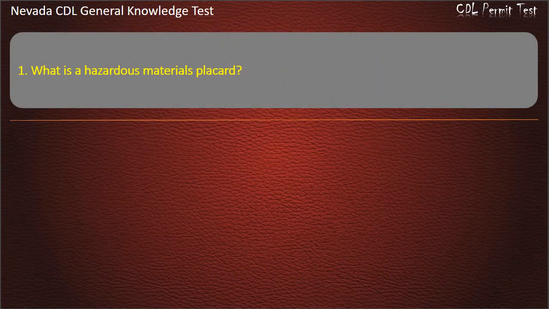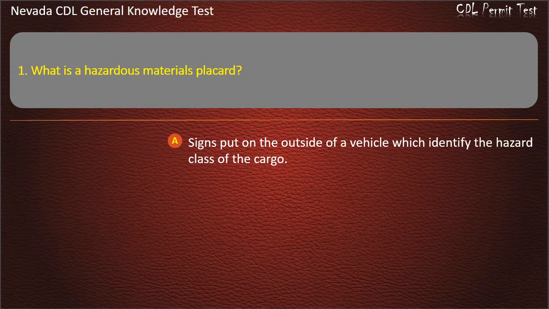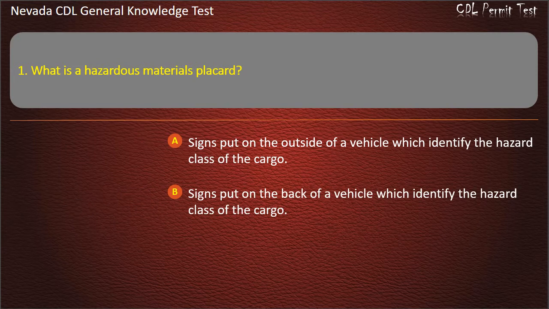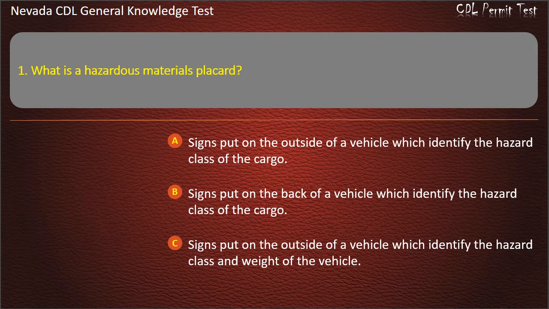Question 1. What is a hazardous materials placard? Signs put on the outside of a vehicle which identify the hazard class of the cargo. Signs put on the back of a vehicle which identify the hazard class of the cargo. Signs put on the outside of a vehicle which identify the hazard class and weight of the vehicle. Answer. Signs put on the outside of a vehicle which identify the hazard class of the cargo.